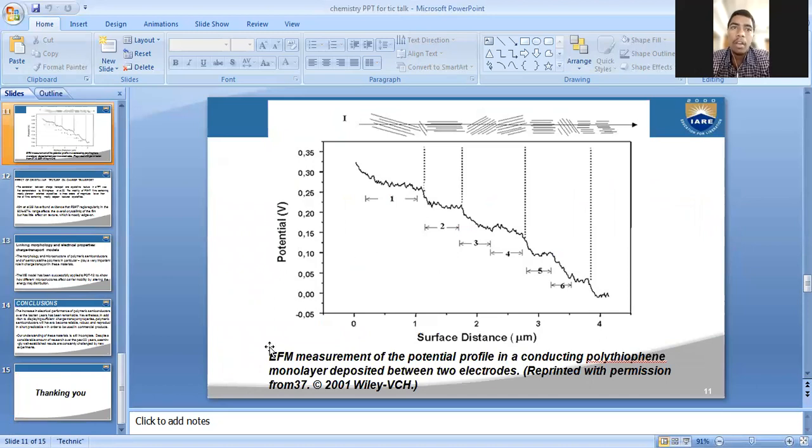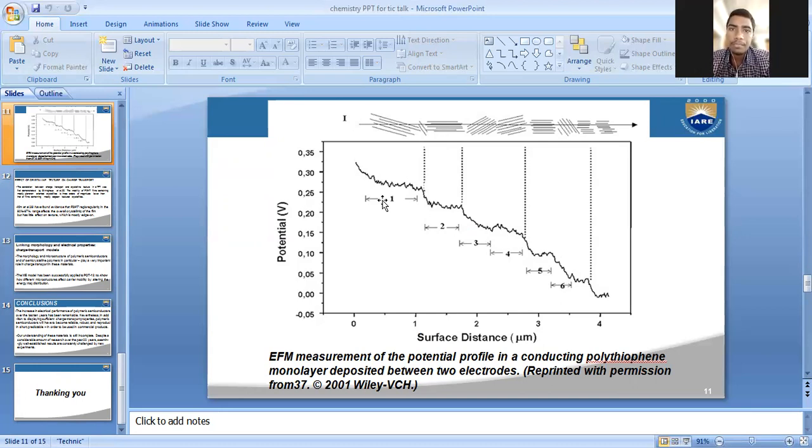Here we have a graph of an EFM measurement of the potential profile in a conducting polythiophene monolayer deposited between two electrodes, reprinted with permission from reference 37, 2001 VCH. In the graph, the x-axis is surface distance in micrometers and the y-axis is potential in volts. When we observe the graph, we can easily say that it is decreasing from right to left, with values from 1 to 6, gradually decreasing. On the y-axis, potential was decreasing while surface distance was increasing. Then we will move on to further slides to learn more.